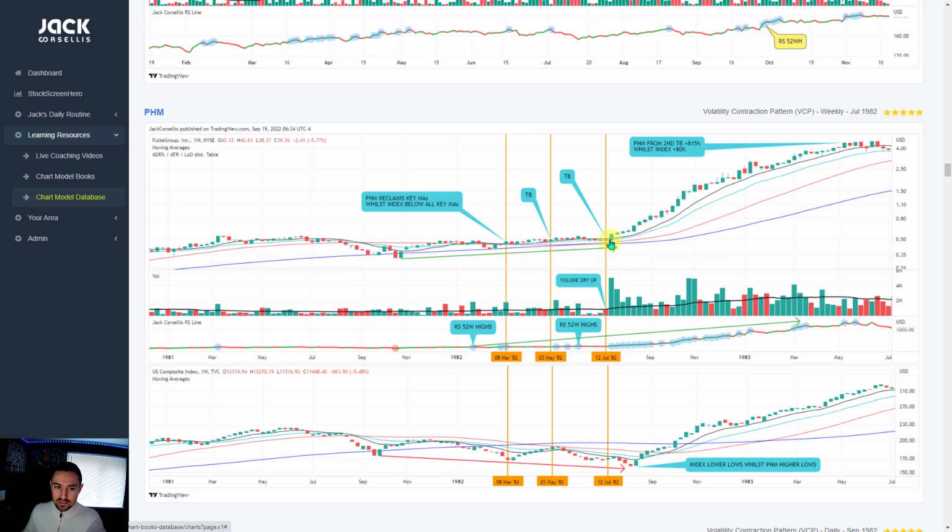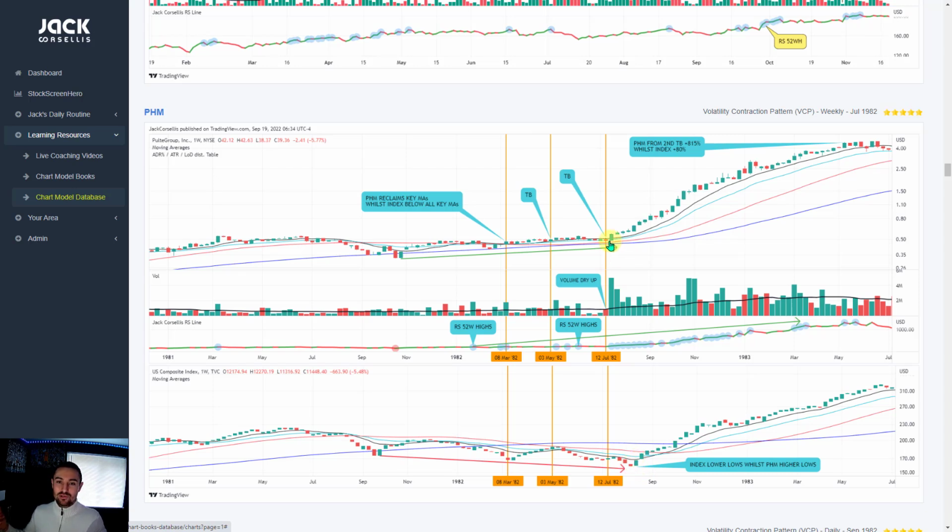Appreciate it's a little bit harder to see, but then do you see how you get these trigger bars, the extreme volume dry up as well? 52-week highs on the relative strength line. So this stock here, this is PHM, is building higher lows. The RS line is turning up, and look at where the index is. The index is making a lower low here, whereas the stock is breaking out.